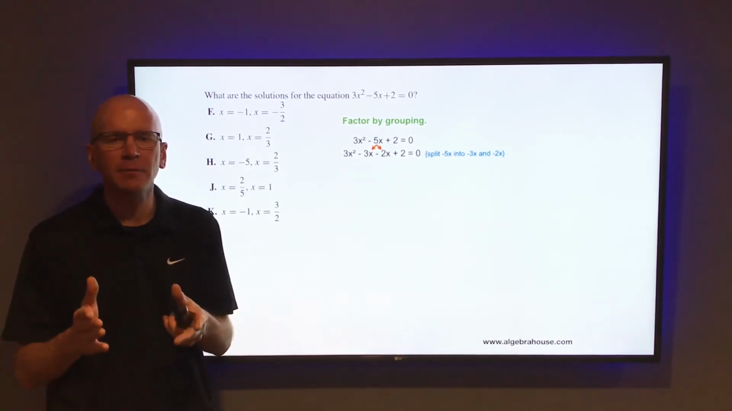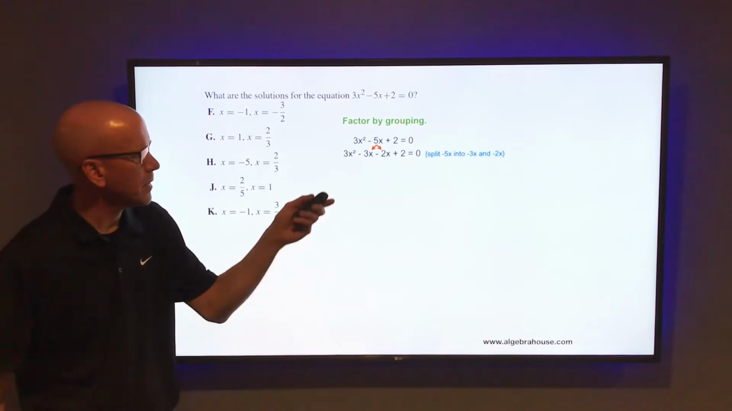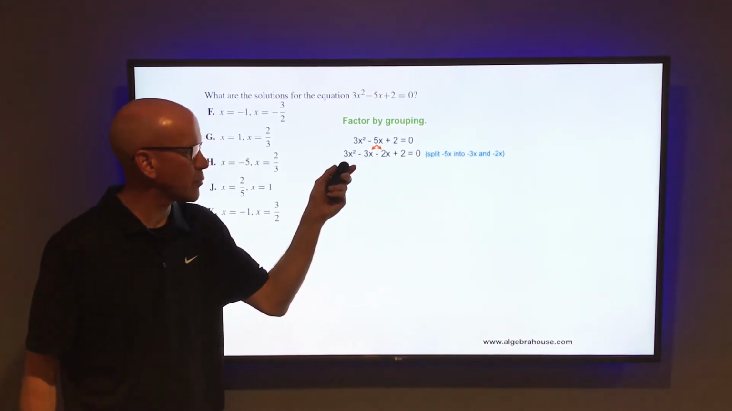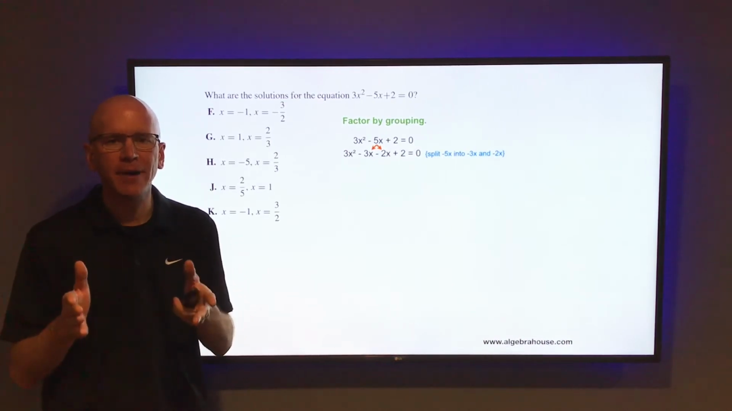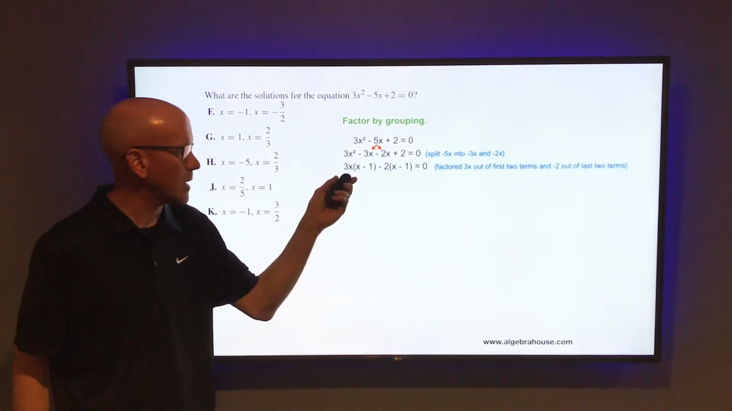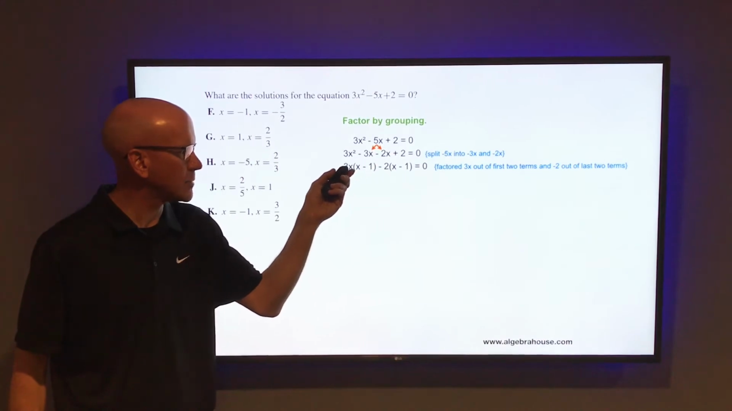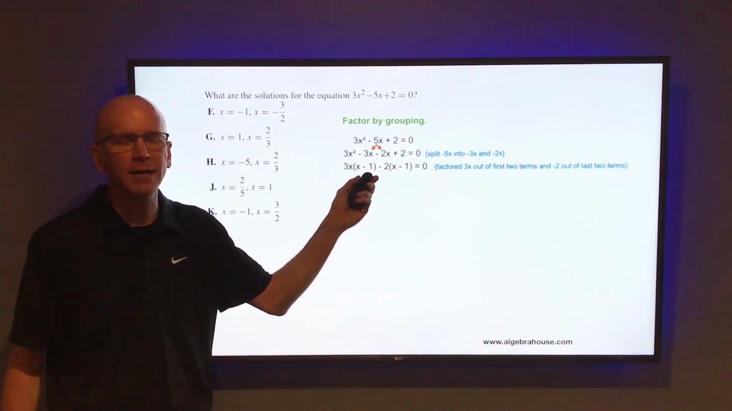Now it's called factoring by grouping because of this next step. We're going to group those first two terms together, the 3x squared and negative 3x, and factor out a common factor. A common factor of those first two terms would be 3x. So divide each of those first two terms by 3x, and that's what goes inside the parentheses.